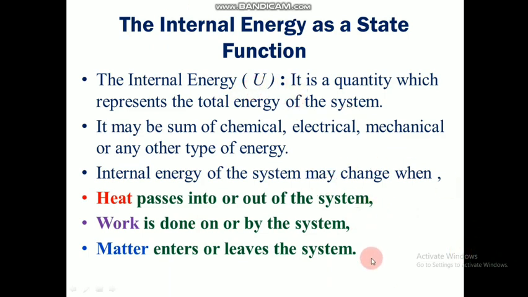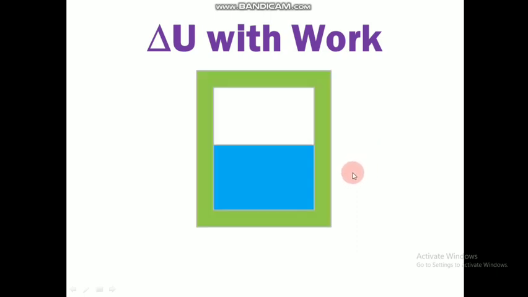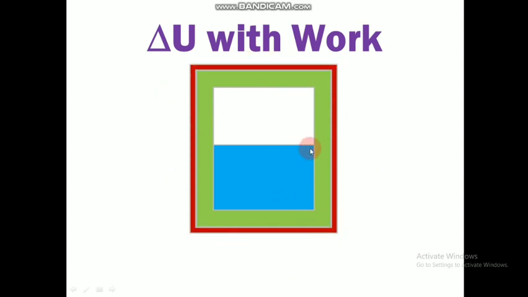Now we will see it one by one. So first we will talk about work, or how internal energy can be changed by applying work. So delta U with work, or change in internal energy with work. For that we have an apparatus with a particular system. For example, we have taken water inside a container, and we need an extra wall or covering so that the energy of this system will not go out, or any other energy from the surrounding should not enter inside the wall. So this is somewhat like an isolation.